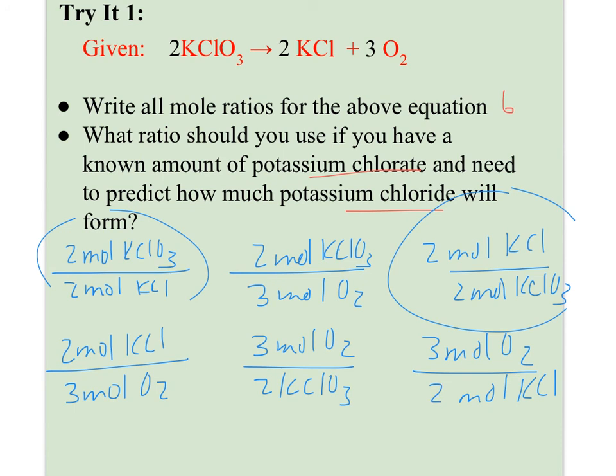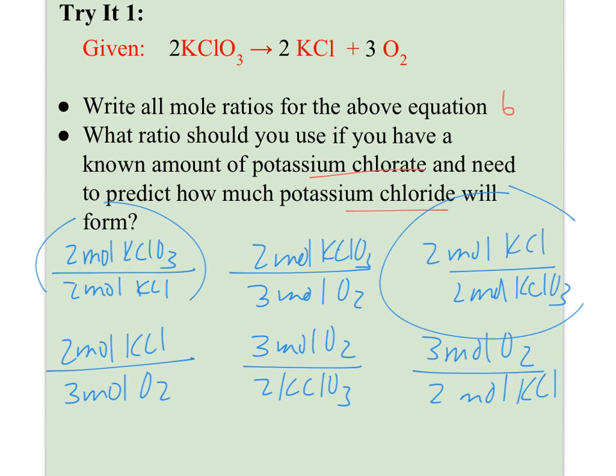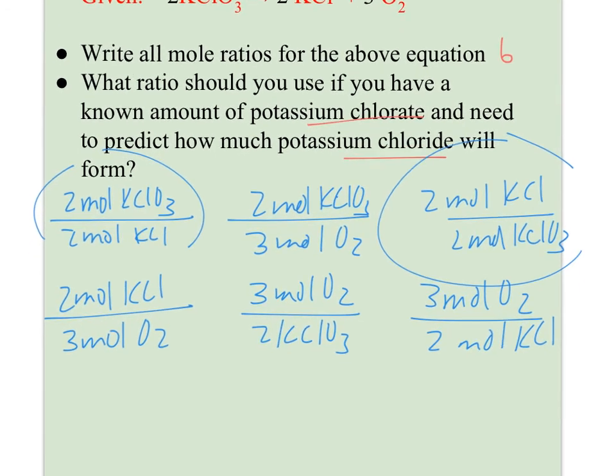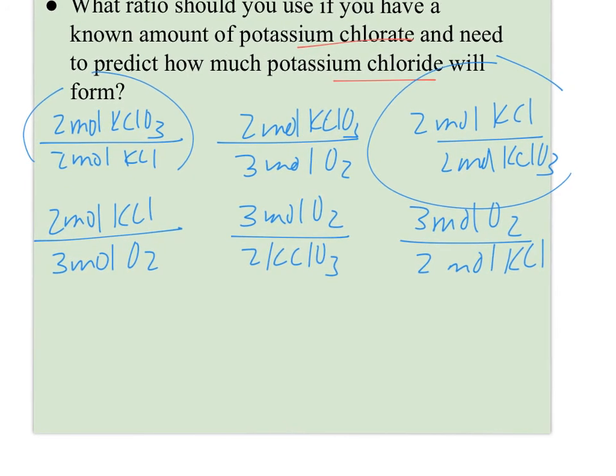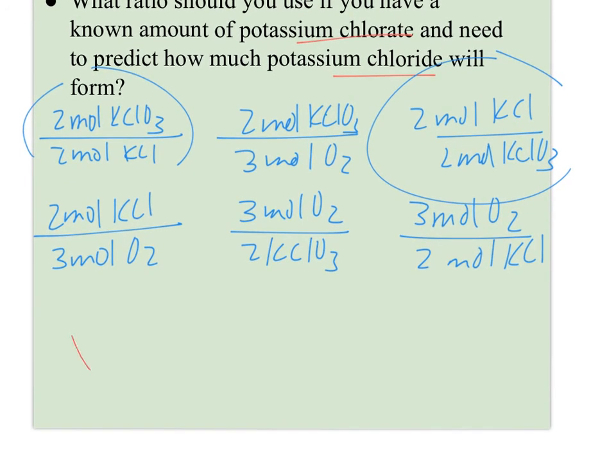So then finally, what ratio should I use if I have a known amount of potassium chlorate? So this is what I have. So I'm just going to put X amount of KClO3, that's potassium chlorate, and I want to predict how much potassium chloride, so I need to know KCl from KClO3, so this would be 2/2.